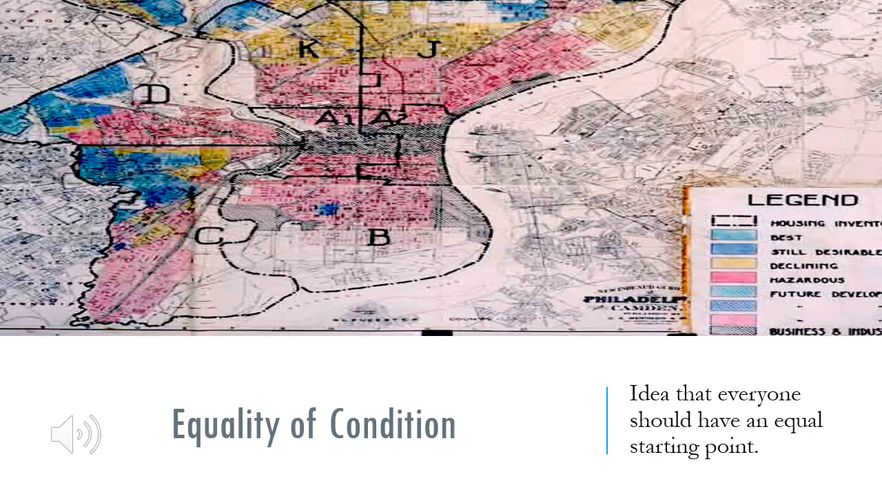And so what we see here are these maps that were really common during this time period. And there's a legend you can see, and it's essentially mapping and color coordinating neighborhoods in terms of what is considered best. You can see the light blue represents the best housing, was considered the best neighborhood. The darker blue is still desirable. The yellow is declining, and the red represents hazardous.